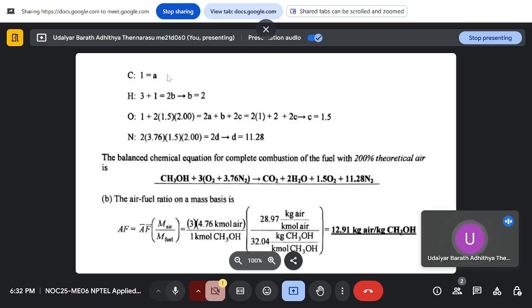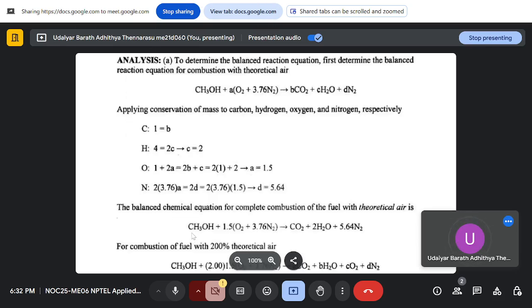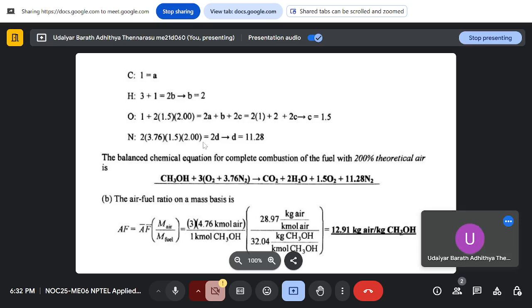So again doing the same balances, additionally we have 1.5 moles of oxygen and 3.76 into 2 into 1.5 moles of nitrogen, that is 11.28. So this is how the expression will look. We have 1 mole of methyl alcohol combusting with 3 moles of air, giving you 1 mole of CO2, 2 moles of water, 1.5 moles of oxygen and 11.28 moles of nitrogen.